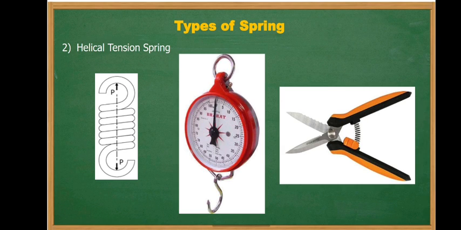Second type of spring is the helical tension spring. In this spring, the external force tends to lengthen the spring. That is, when the force is applied on the spring, the length of the spring is increased. The coils of the spring are held close to each other. Such type of springs are used in spring balances, drum brakes, electrical equipments, pliers, etc.